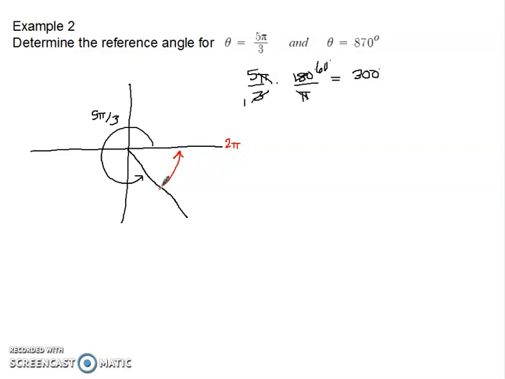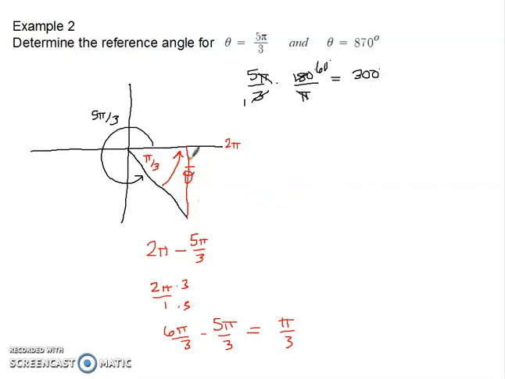So if I want to know what that remaining reference angle is, I'm going to start with my 2 pi, so that full rotation, and then I'm going to take away the 5 pi over 3 to be left with just that reference angle. So 2 pi minus 5 pi over 3, I'll get a common denominator, 2 pi over 1 multiplying by 3's, 6 pi over 3 minus 5 pi over 3 gives me an angle of pi over 3. So this angle is my reference angle with a value of pi over 3. So this is one that we could then draw a right triangle with and calculate the values of our sine, cosine, and tangent functions.